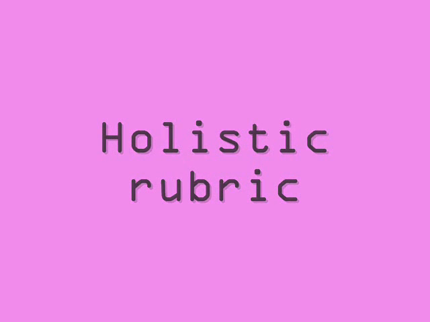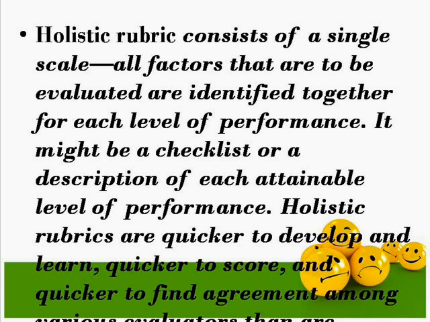Holistic rubrics. A holistic rubric consists of a single scale. All factors that are to be evaluated are identified together for each level of performance. It might be a checklist or a description of each attainable level of performance. Holistic rubrics are quicker to develop and learn, quicker to score, and quicker to find agreement among various evaluators.